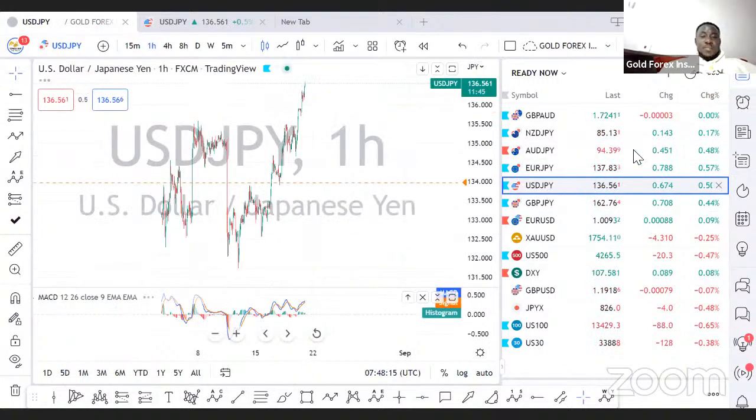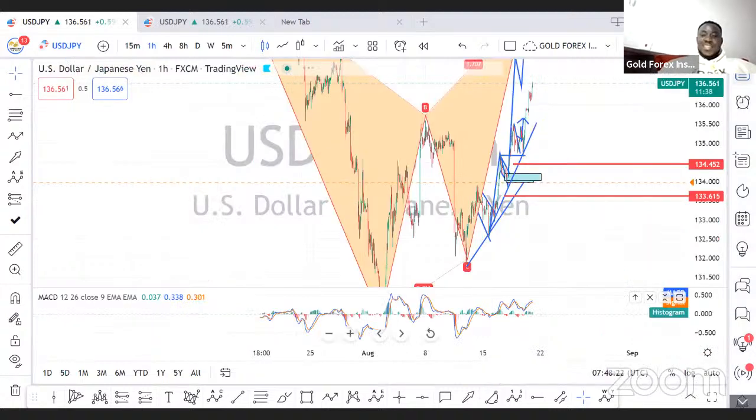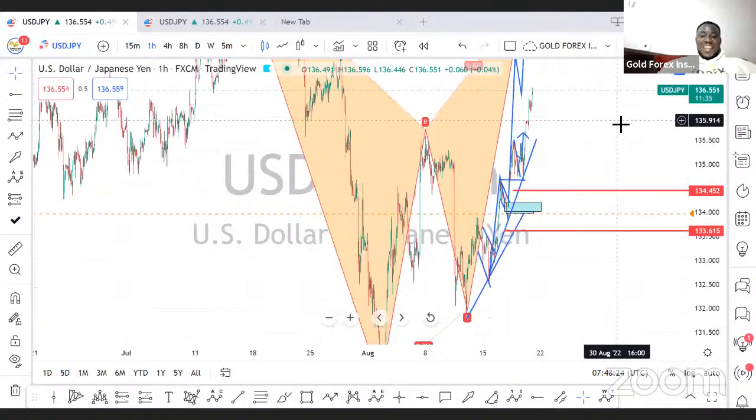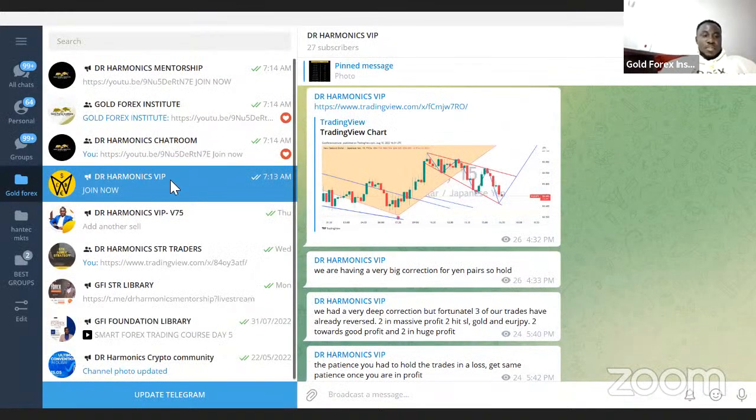USD JPY. Oh my God, guys, this is freaking amazing. This is STR strategy. It's freaking amazing. Patience will always make the market. This is so amazing. So this was the signal. Let me show you the signal yesterday. That is why you should be in the VIP group, guys. I'm missing a lot in the VIP group. Let me show you what's happening.